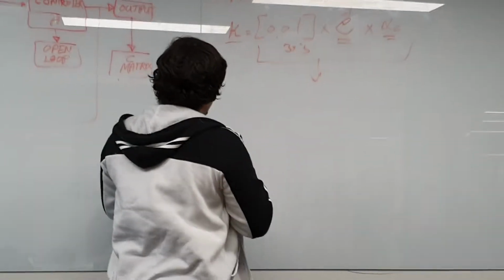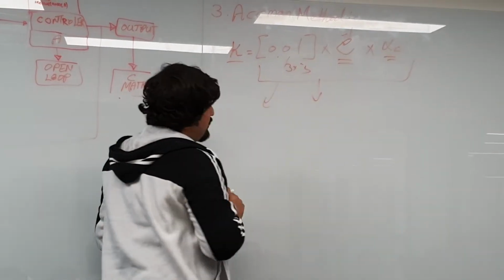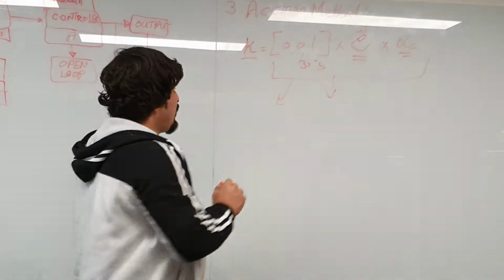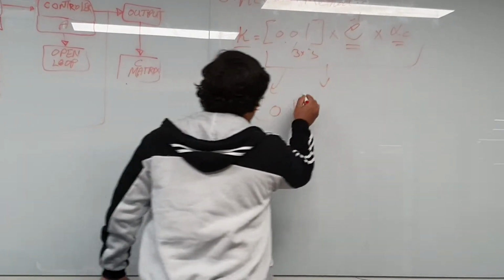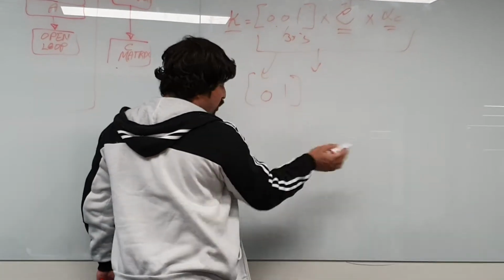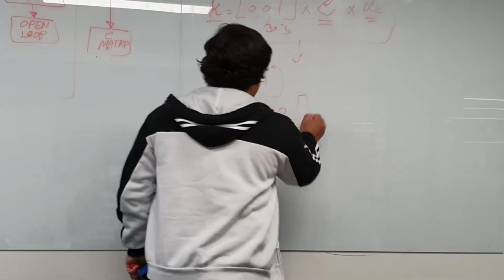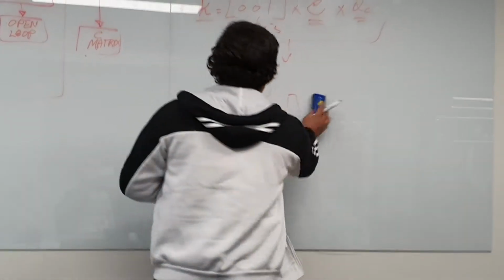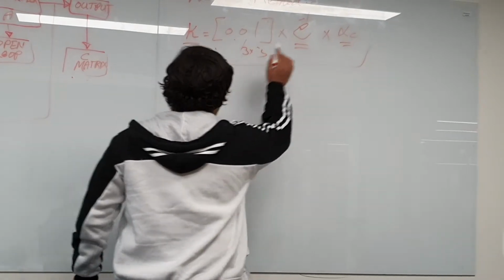As I said before, this depends on the size of the A matrix. If our A is 2 by 2, we have to write [0, 1]. And if our matrix is 4 by 4, it's going to be [0, 0, 0, 1]. And then the controllability matrix, the inverse of controllability.